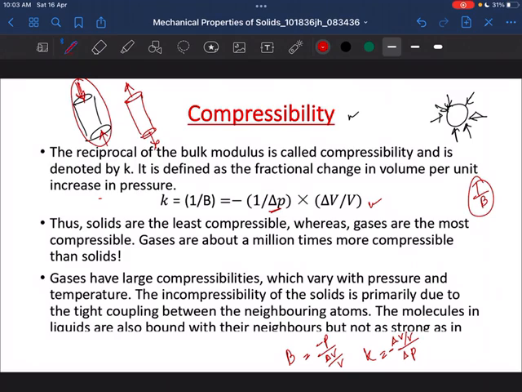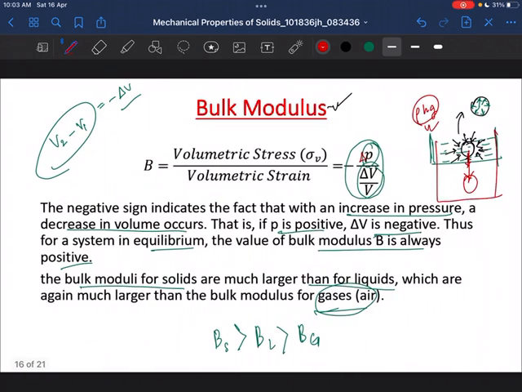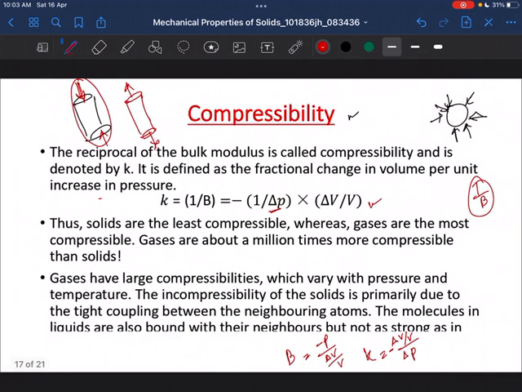So just like here what we have studied कि solids का bulk modulus सबसे ज़्यादा होता है, तो compressibility के लिए क्या होगा कि K of S will be less than K of L will be less than K of G. The compressibility of the gases will be more than liquid, and then it will be further more than solids. Okay, so gases are about a million times more compressible than solids.